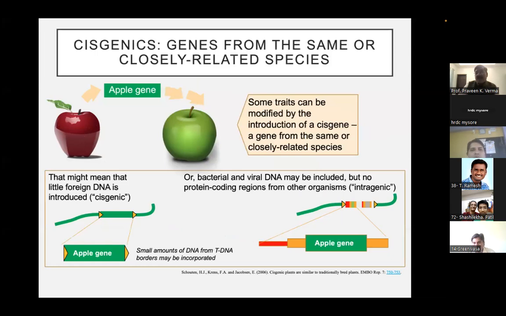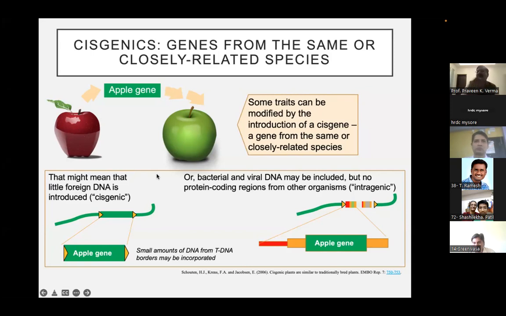There are a few other techniques, what we call cisgenics. Cisgenic is basically, suppose there is a gene from a red apple, which we transform into an apple variety which is green in color. That is called cisgenics. When it is from Arabidopsis to apple, it will be transgenic. So cisgenic is also very important.